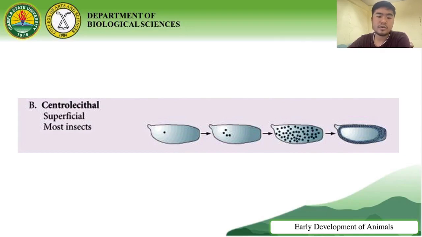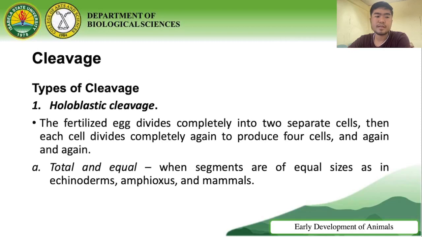Okay, in terms of cleavage, ito yung form kapag nagdi-divide ang ating zygote. Okay, so we have different types of cleavage. Okay, we have the first holoblastic cleavage. So the fertilized egg divides completely into two separate cells. Then each cell divides completely again to produce 4 cells and again and again. So exponentially yan na nagdi-divide. Okay, cell division, typical cell division mitosis. Okay, from 1 cell to 2 cell to 4 cell to 8 cell to 16 cell and so on and so forth.